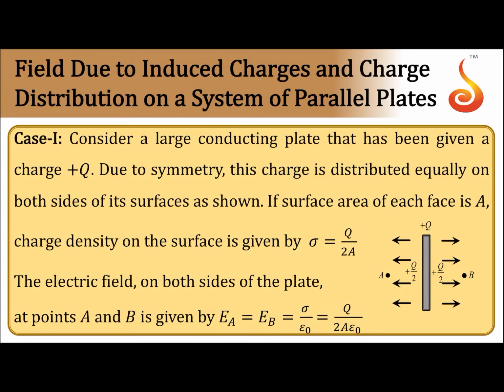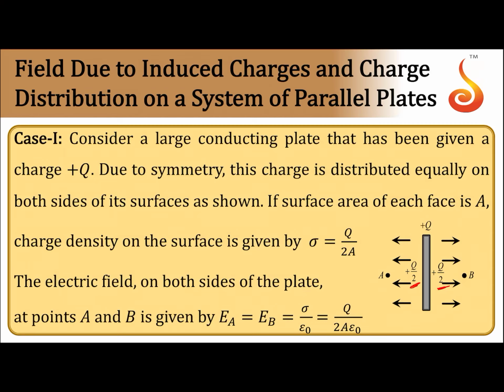Electric field due to induced charges and charge distribution on a system of parallel plates. Consider a large conducting plate that has been given a charge q. Due to symmetry, this charge is distributed equally on both sides of the surface. So that means q by 2 on this side, q by 2 on this side. You can see this.